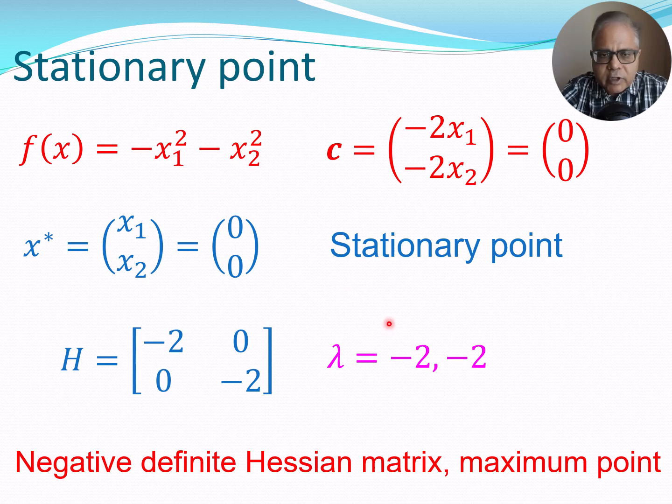Before we do that, let's look at it mathematically. You can see the function here. You can set the gradient vector to 0. You know the stationary point is 0, 0. And the Hessian matrix comes out as follows, minus 2, 0, 0, minus 2. And therefore, lambda is minus 2, minus 2. These are the eigenvalues of the H matrix. So therefore, H is a negative definite Hessian matrix here. This corresponds to a maximum point.